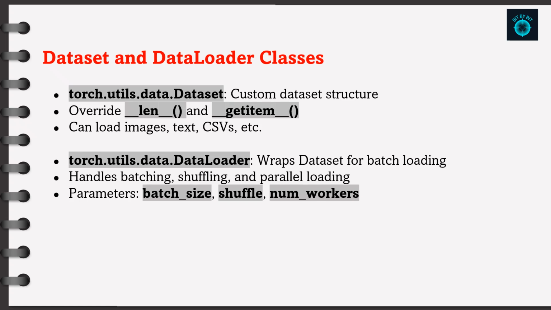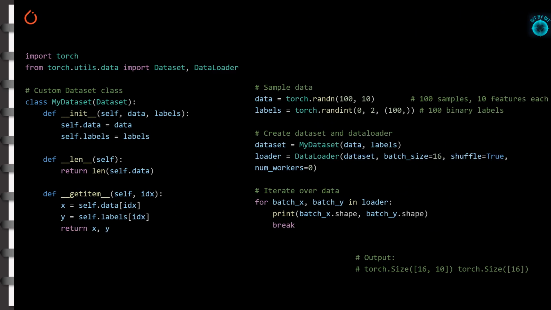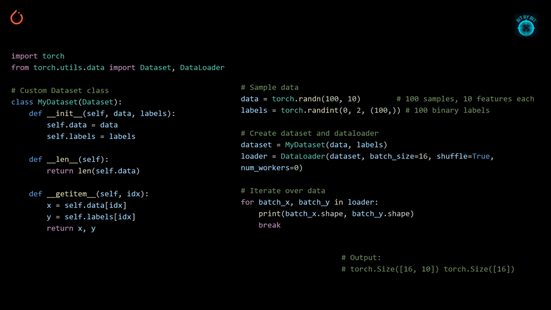Let's now look at an example to see how Dataset and DataLoader work in code. Let's walk through a basic example of using Dataset and DataLoader in PyTorch. First, we define a class called MyDataset that inherits from torch.utils.data.Dataset. Inside the constructor, we store the data and labels. The __len__ method returns the number of samples. The __getitem__ method takes an index and returns the data sample and its label.